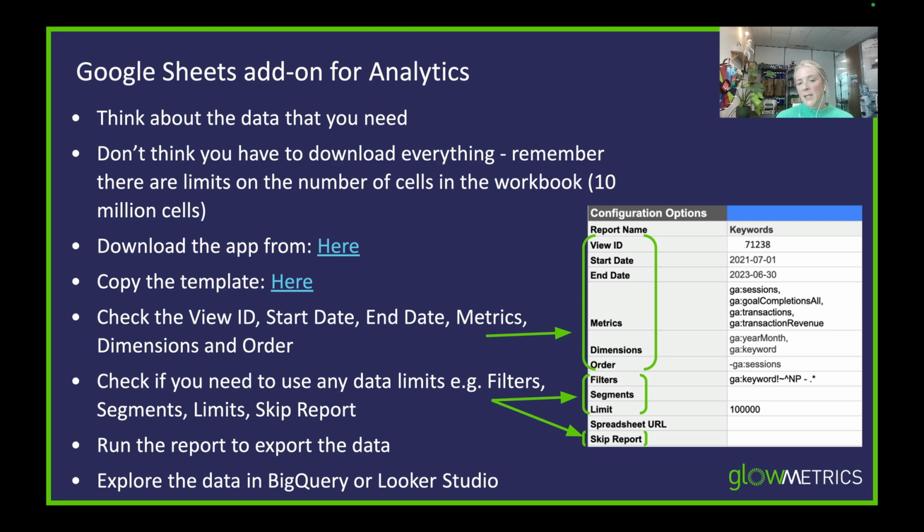But just to recap on that, your view ID, your start date, your end date, your metrics and dimensions are probably the most important things. Then you can add other additions to the report, so you can change the order, you can add filters, you can apply your segments, you can add limits if you think you're going to be downloading a lot of data, and you can choose to skip some reports as well. But whenever you're happy with your configuration options, you run the report to export the data, and that data is exported into your Google Sheet, where you can then explore the data in BigQuery or Looker Studio.